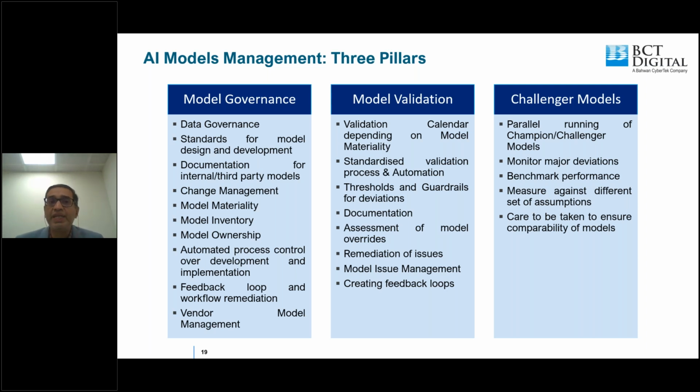So running challenger models is one effective way of monitoring AI models, and we shouldn't assume that whatever model we are running is the best, because a model needs to be observed over a period of time. And for setting the benchmark for this observation exercise, challenger models are a very effective component. And of course, you need to take care to ensure that those challenger models are comparable in nature.